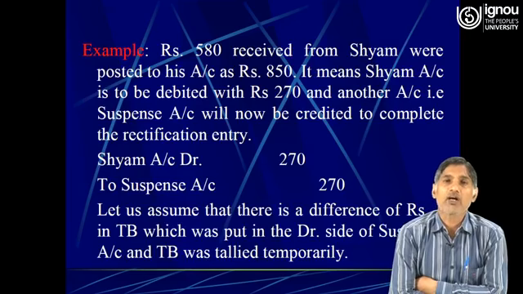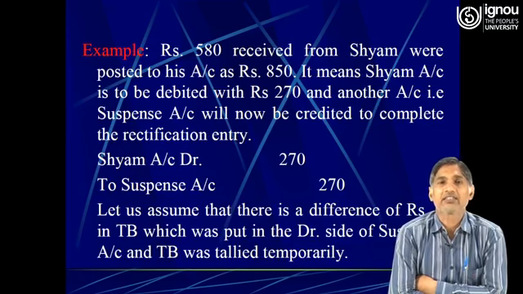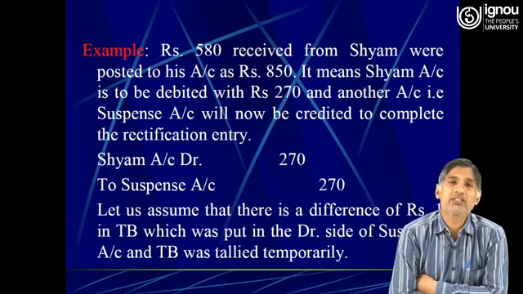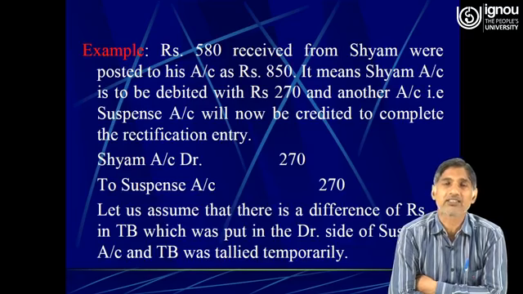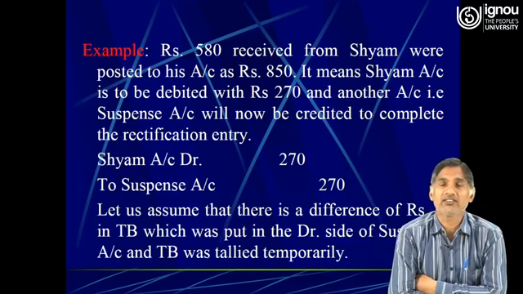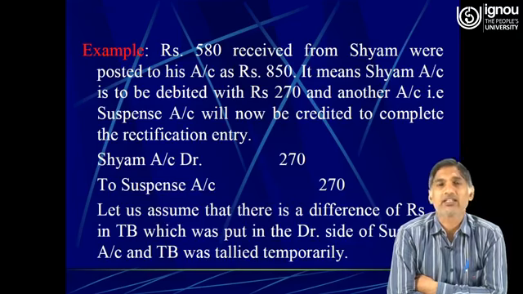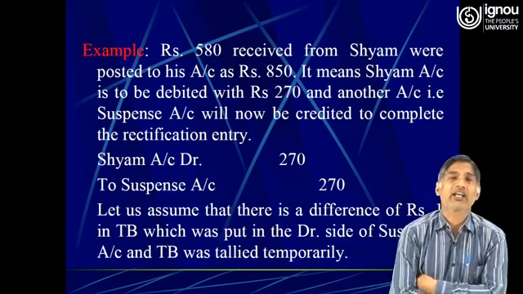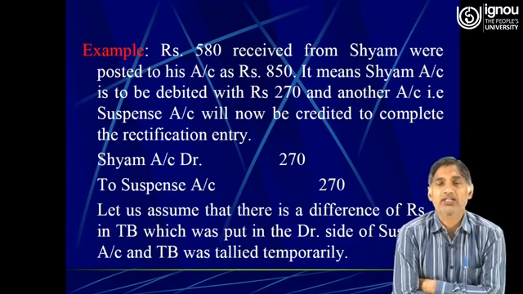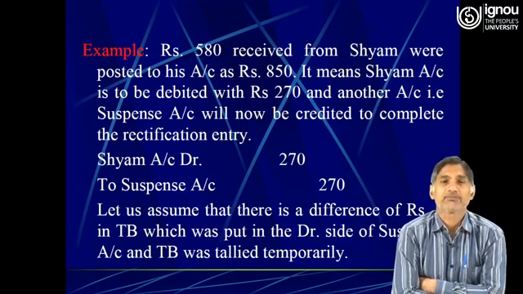Because the Shyam account was credited in excess by rupees 270, because the Shyam account must have been credited by rupees 580. So instead of 580, the amount credited to his account was 850. It means his account was credited in excess by rupees 270. Therefore, in order to nullify the effect, we will have to debit the Shyam account. Shyam account debit 270. Therefore, here we will credit the suspense account, suspense account 270 rupees.